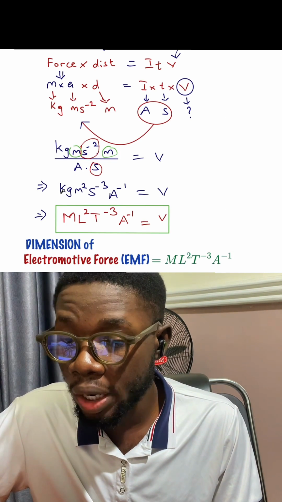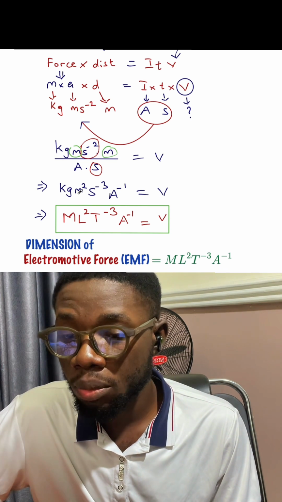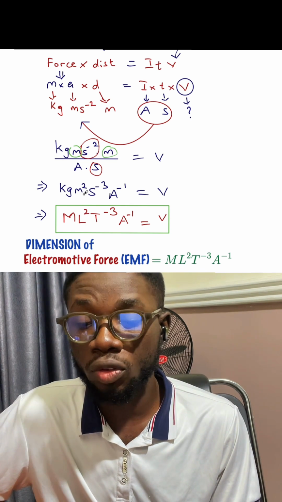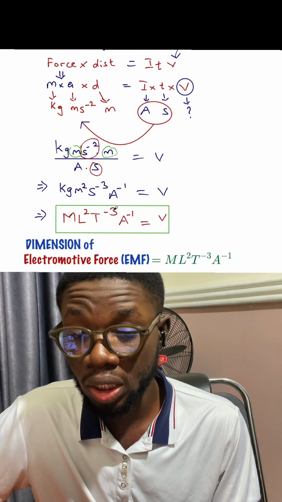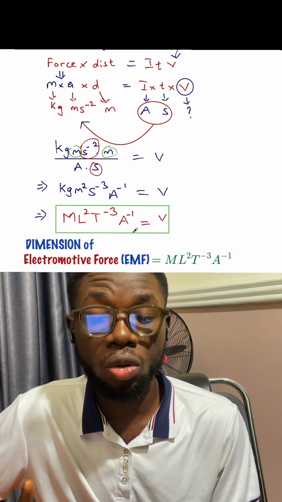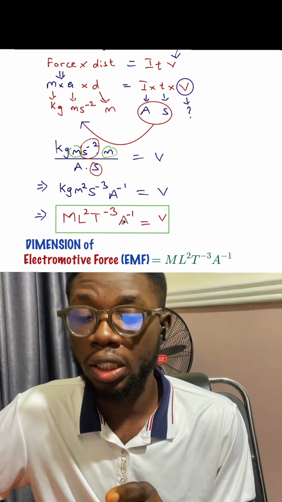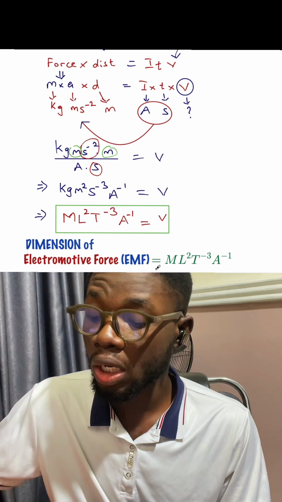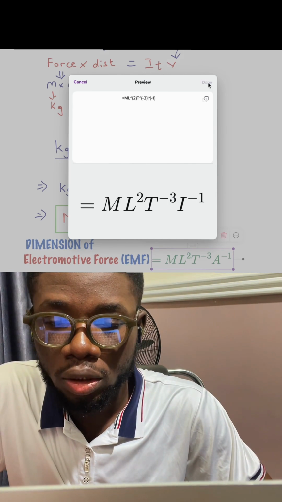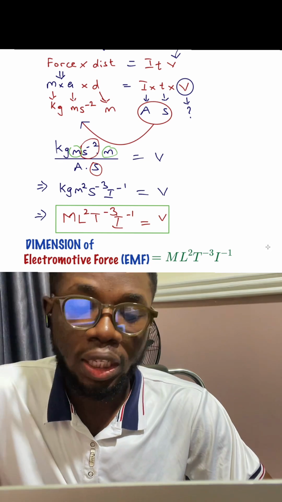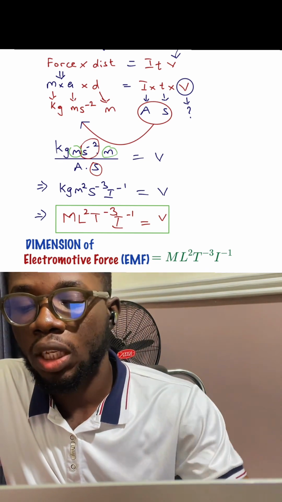Now, you see that kilogram is capital M, meters is capital L, so it has a power of 2 here. Seconds is capital T, so we have T to the negative 3, and then ampere is just going to be I, so that was a mistake. Let me quickly correct that. Yes, that will be the correct dimension, and that's it. That's how you find the dimension of electromotive force. If you have similar quantities and you want to find the dimension, you just need to play around with it the way I've done.